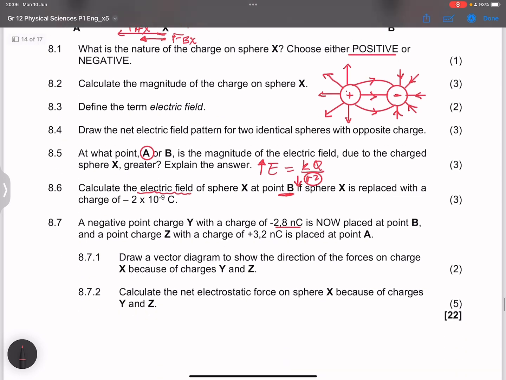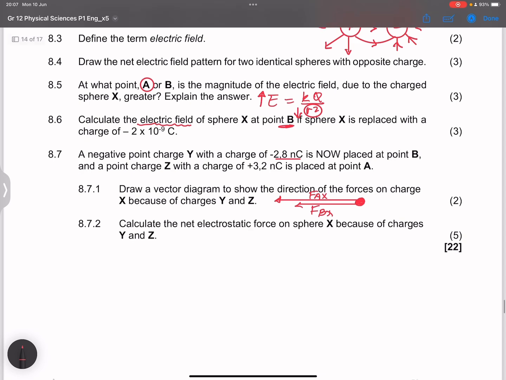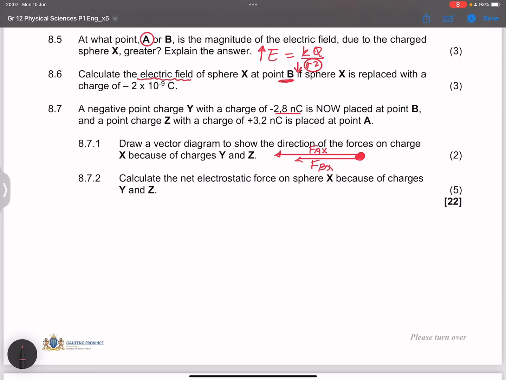All right, so they said we should draw that vector diagram, so we did that, showing the two forces. So this is the force of A on X. This is the force of B on X. Okay, right, so that's how our vector diagram would look. Okay, showing us that they are going in the same direction. Now they say to us, calculate the net electrostatic force on X because of the charges Y and Z.